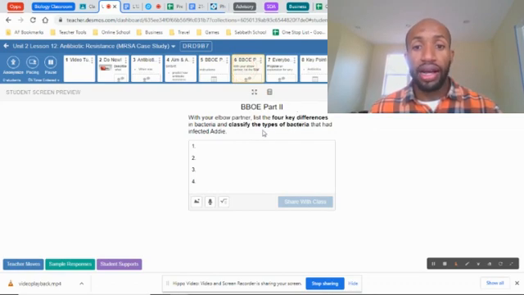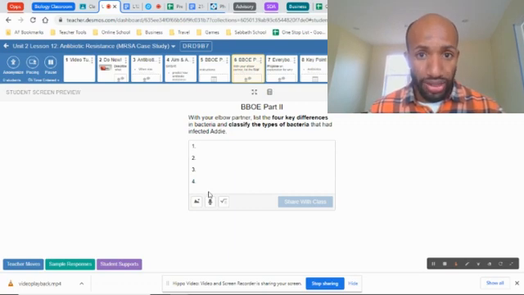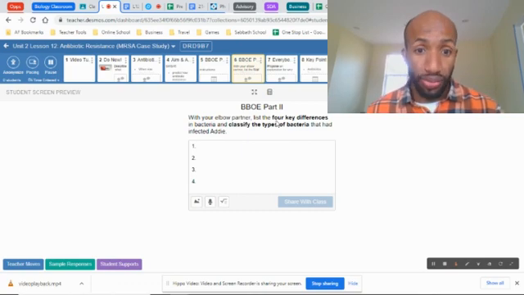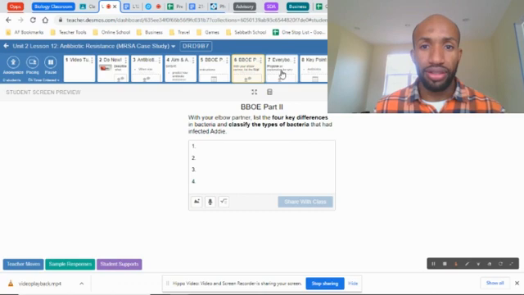Part 2, you're going to look for the 4 key differences in bacteria. Then you're going to classify the types of bacteria that are mentioned in there. There's 4 of them. So make sure you go through the transcript. If you missed it in the video, then you will see them, and you will need to both list what they are and classify them. It gives both of them in the transcript.